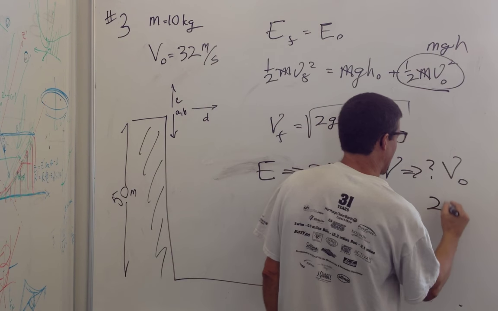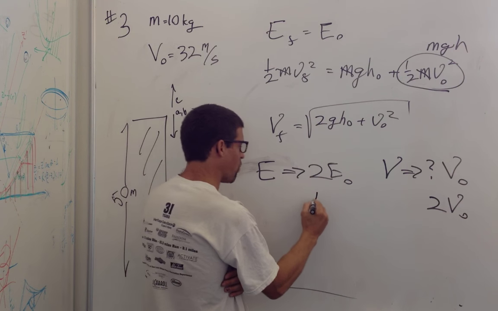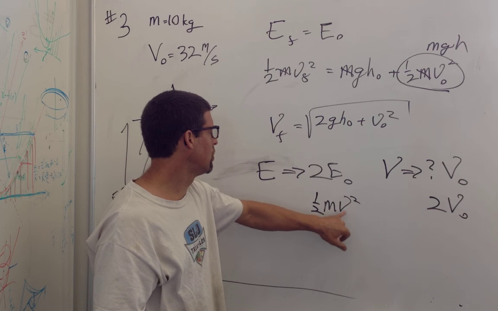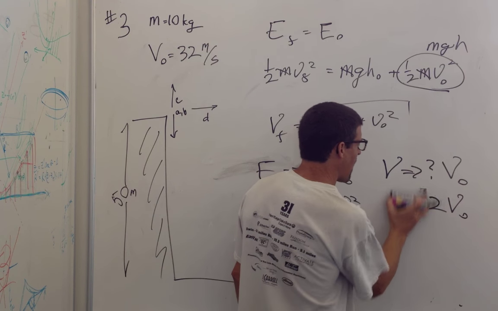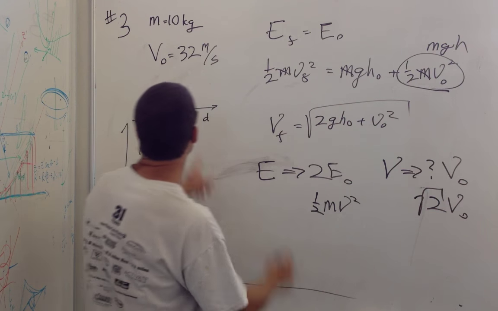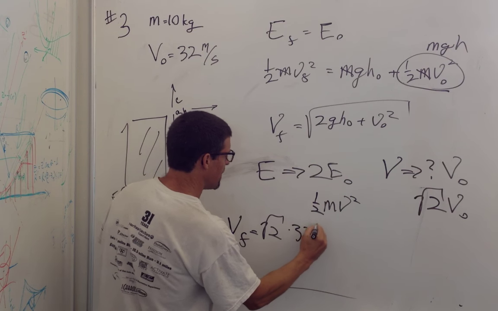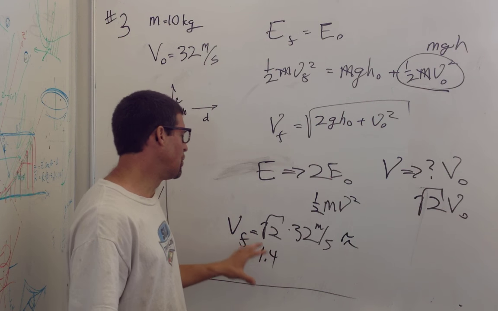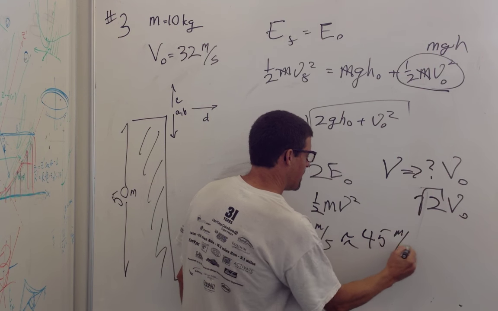And you say, oh yeah, it goes to 2 times V naught, and then, oh no, hold on, because kinetic energy is 1/2 mv squared. So if you multiply velocity by 2, you're going to multiply the energy by 4. So no, if you put 4 in there, you get 16. No, this is square root of 2. And so the final velocity must equal the square root of 2 times 32 meters per second. Square root of 2 is like 1.4, so we're looking at 32 plus 12 or 13, so that's going to be like 45 meters per second.